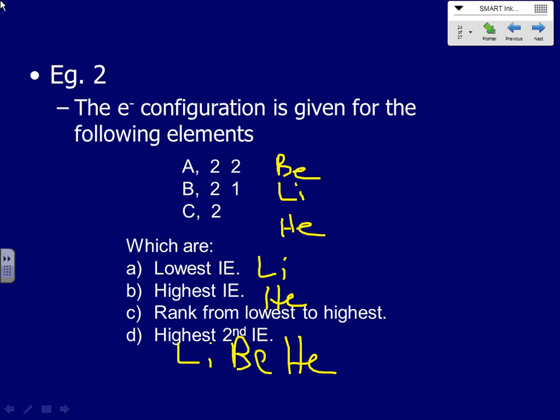What has the highest second ionization energy, do you think? Which one is going to be the hardest to take off the second electron? William, what do you think? Why is that?